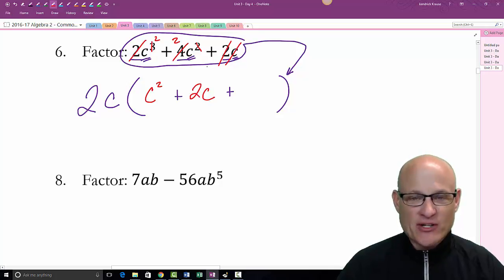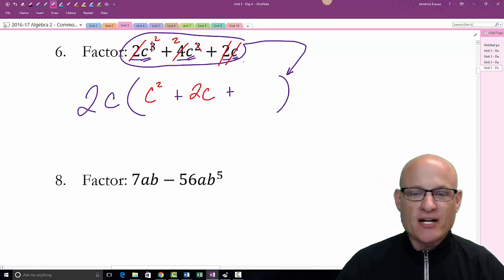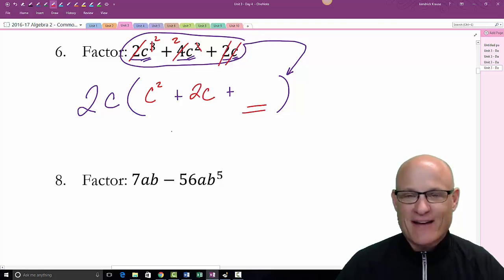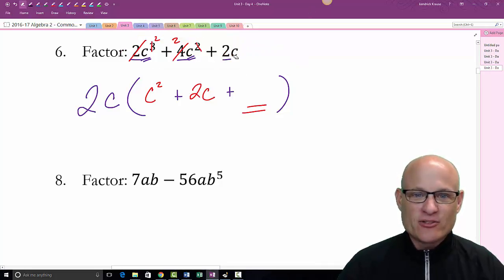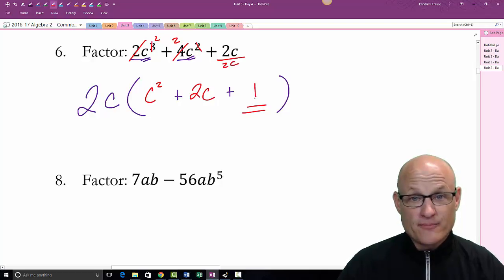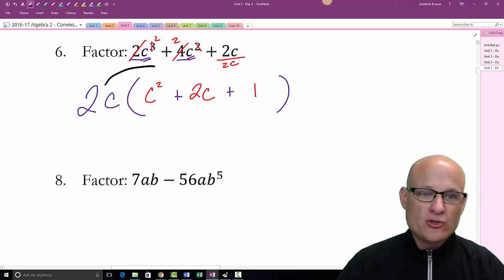Now, lots of kids forget this. Please don't forget this. Just because you took all of it out doesn't mean you can't end up with a trinomial. You have to have a number here. You have to have something there. And remember, you're really dividing it out. So when you take out that GCF, you're dividing this by 2c, and you end up with 1. Now, again, remember, I should be able to redistribute and get back what I started with.